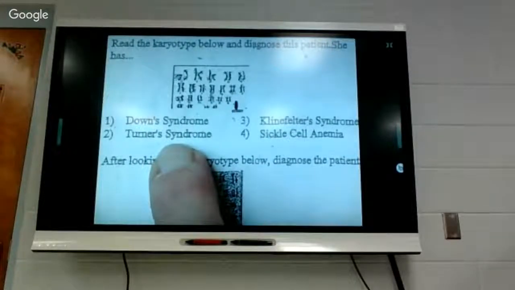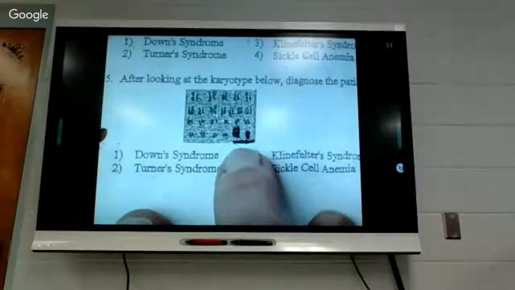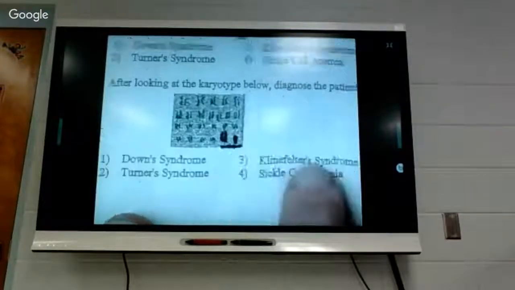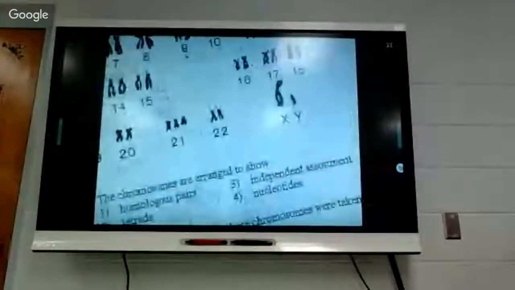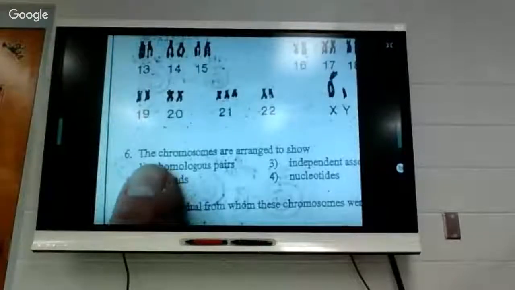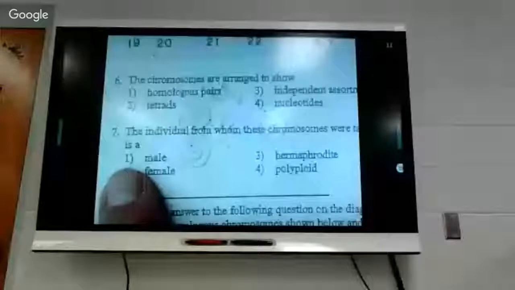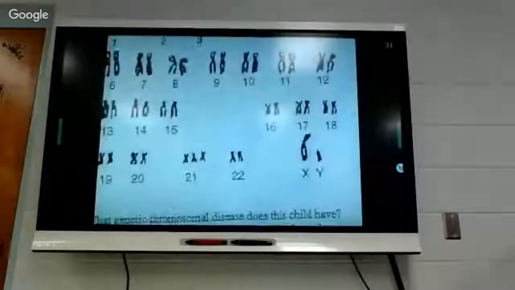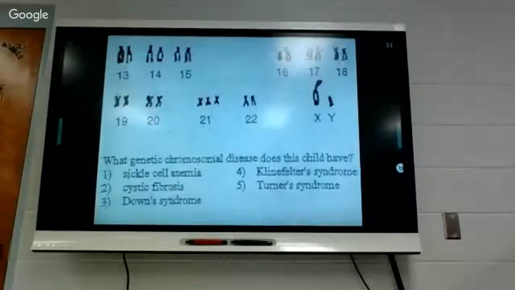Okay. Now the next one though, all these are paired up except the very last one, and there's 3. So X, X, Y are 2 bigs and 1 little. It is Klinefelter's. Yep. All right. So we've already done number 6 on the other sheet. We said that was A. Okay. Number 7 was A. It's a guy. Number 8, the disorder that the guy has, 3, is Down syndrome.